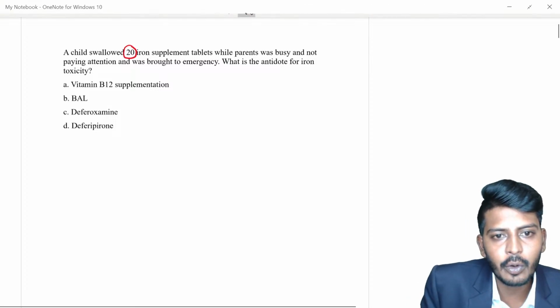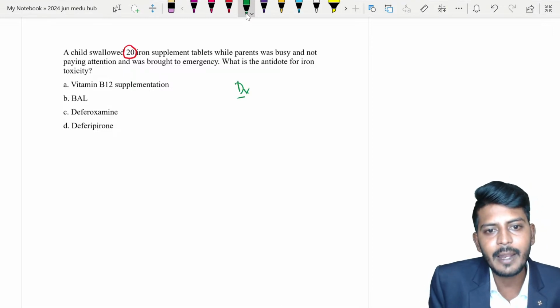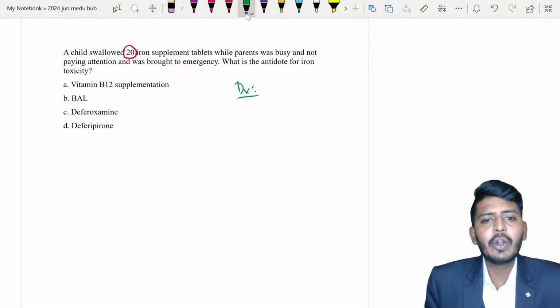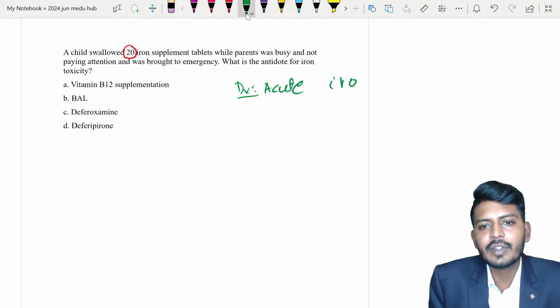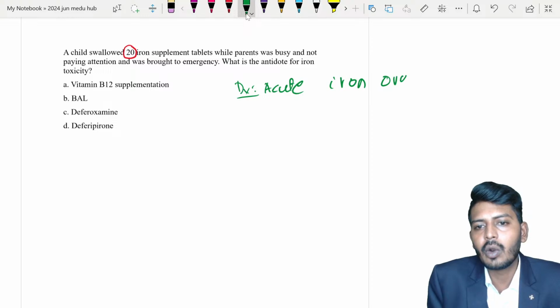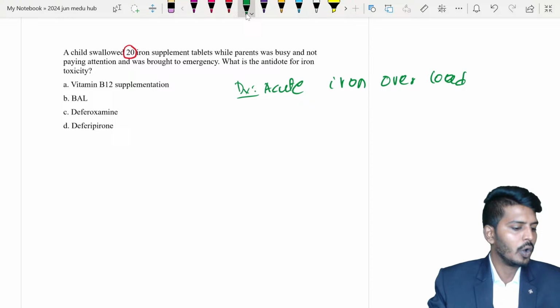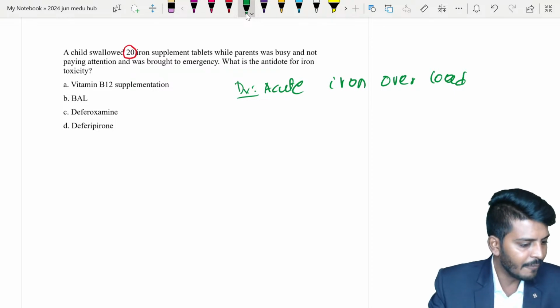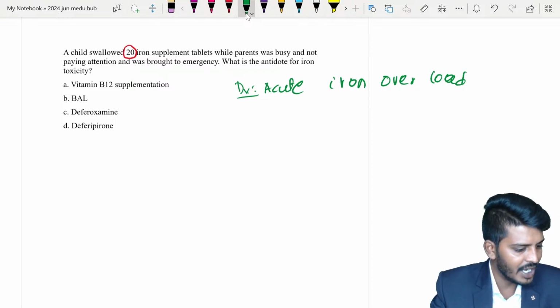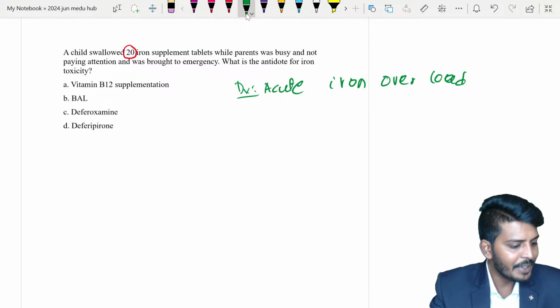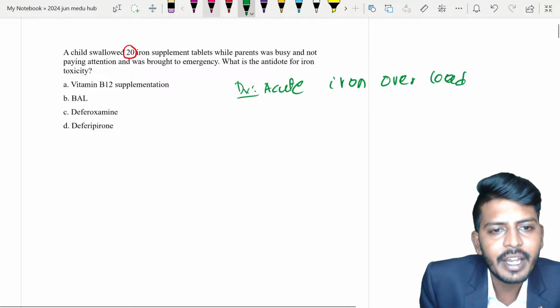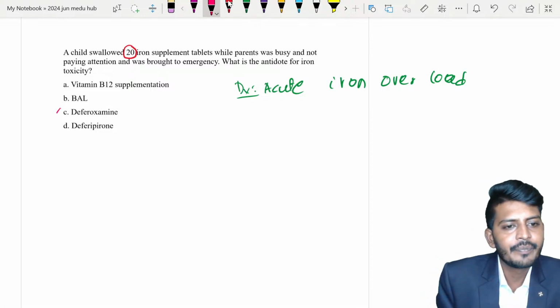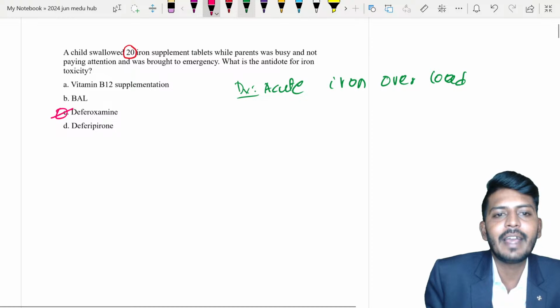First, let's make the diagnosis, my dear students. What is the diagnosis here? Remember, the diagnosis here is acute iron toxicity, acute iron overload. So for acute iron overload, what is the drug of choice? The answer for the treatment is option C, deferoxamine.